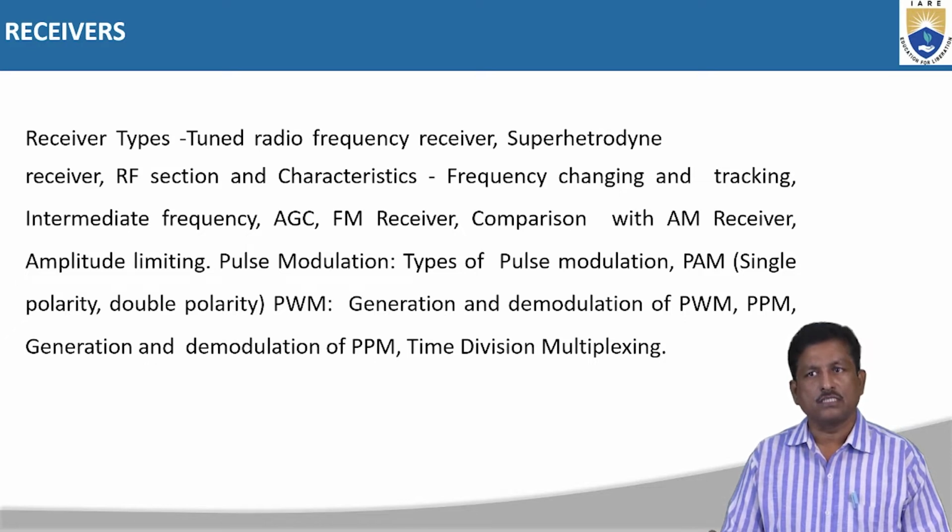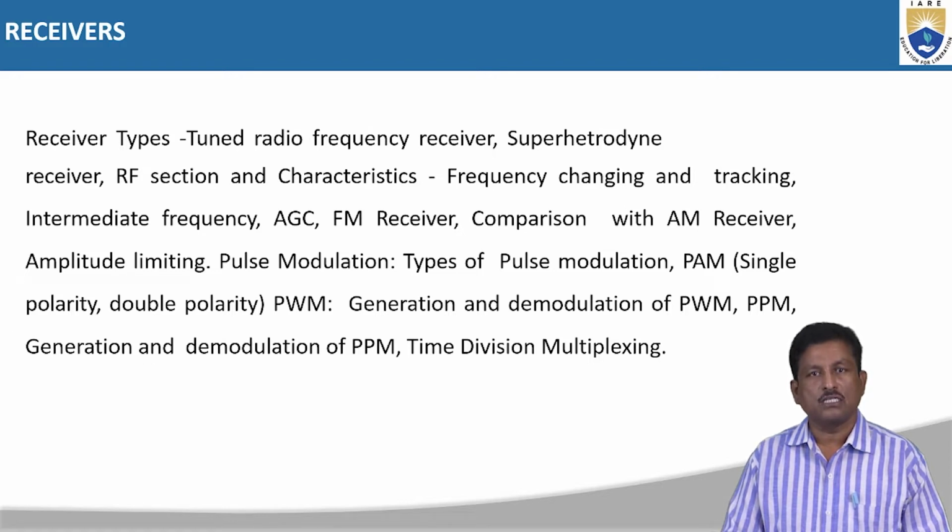Similarly, we are going to take the AM receiver and the FM receiver. Based on the selection or generation of the IF frequency, we are going to have two types of receivers. One is the TRF receiver, another one is the superheterodyne receiver.